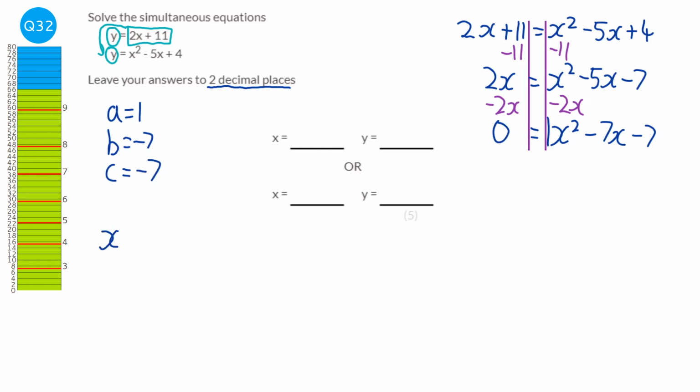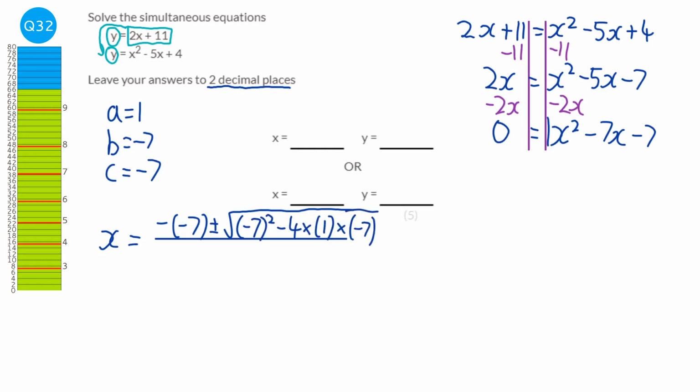So we write out the quadratic formula. So x equals minus b, and always put them into brackets. So -(-7) plus minus the square root of b squared, so in brackets (-7) squared, minus 4 times a, which is 1, times c, which is -7. And all of that over 2a, so 2 times 1.